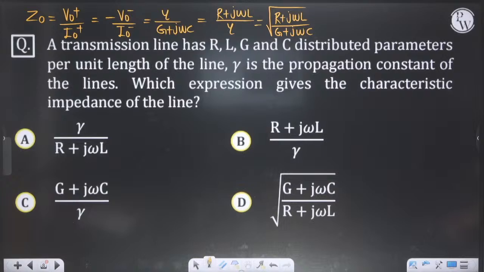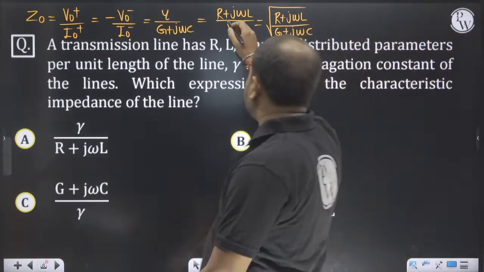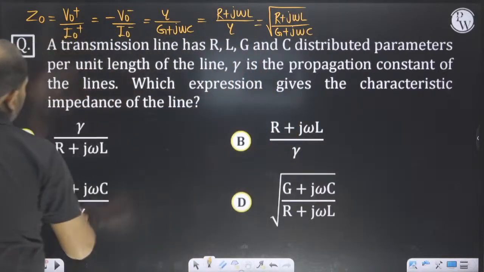A transmission line has RLGC distributed parameters: resistance per unit length, inductance per unit length, conductance per unit length, and capacitance per unit length. Gamma is the propagation constant. Which expression gives the characteristic impedance of the transmission line? So R plus j omega L upon gamma is Z naught.